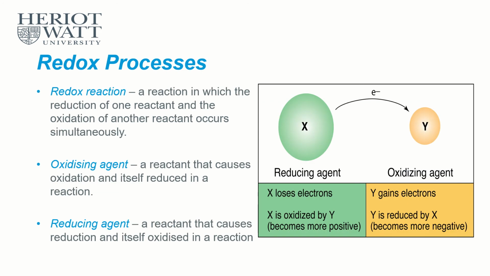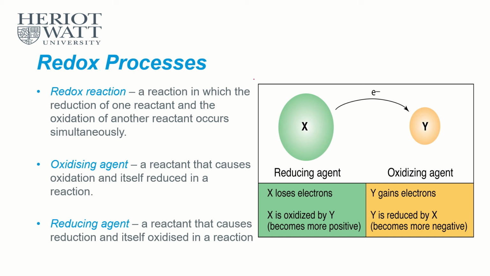All right, redox processes. So what is redox? Redox is actually two different reactions: reductions and oxidations. It can be read as red for reduction, ox for oxidation, and these two reactions must occur simultaneously. And what is an oxidizing agent? An oxidizing agent is a species or reactant that causes oxidation and itself gets reduced. On the opposite side, a reducing agent is a reactant that causes reduction and itself must be oxidized.